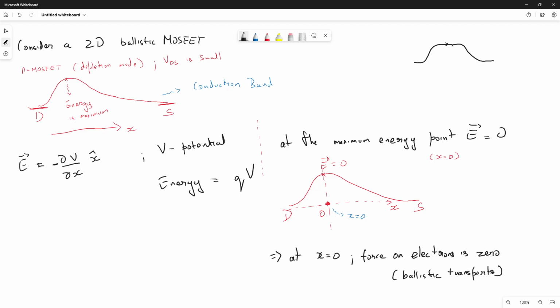Because of that, ballistic transport will actually only begin at the middle of the channel, and soon after that, ballistic transport will get interrupted. Now, by using the gate voltage, we are shifting this maxima closer and closer to the drain side. When VGS increases, this will keep going lower and lower. So the x equal to 0 point will keep sliding towards the drain. Because of that, ballistic transport happens in a greater region of the channel.